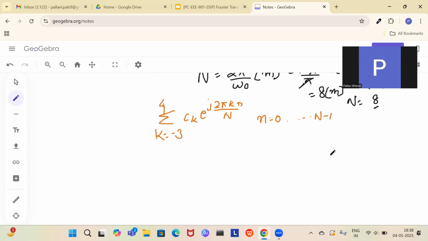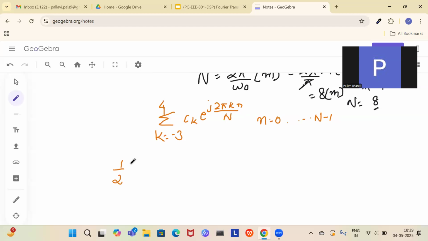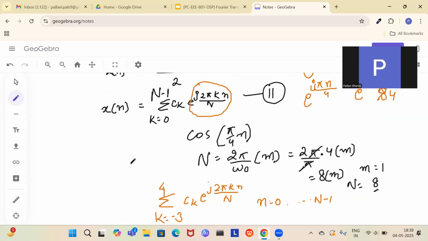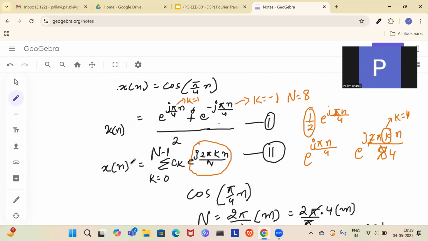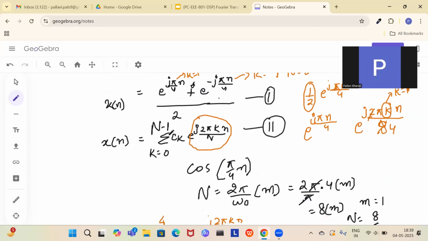Now just see. Now we will write the final thing. It was half. We will just rewrite whatever we have got here: half, this portion, e to the power j pi n by 4.